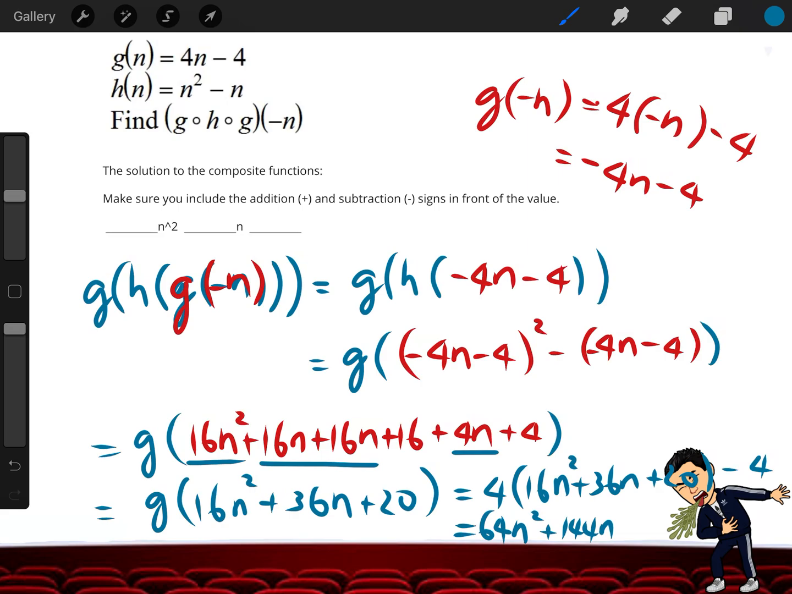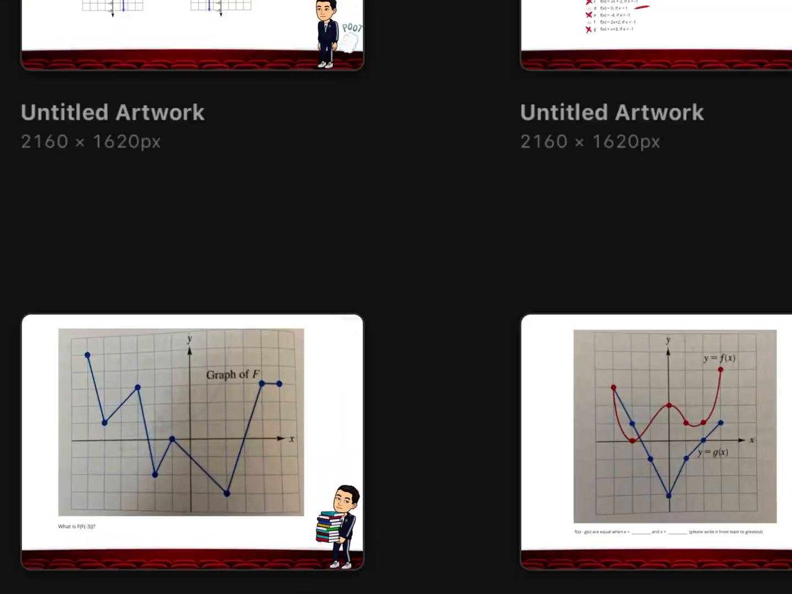And then you're going to add 80 and subtract 4. So that's going to be positive 76. Okay, so this is where you need to put it. You put 64 here, you put plus 144, and you put plus 76. All right, so let's look at the next few questions.